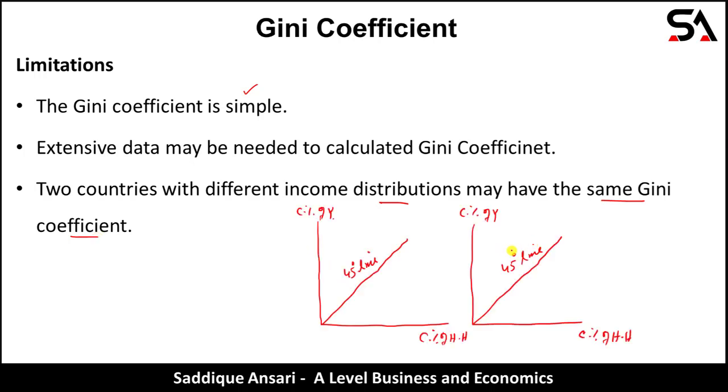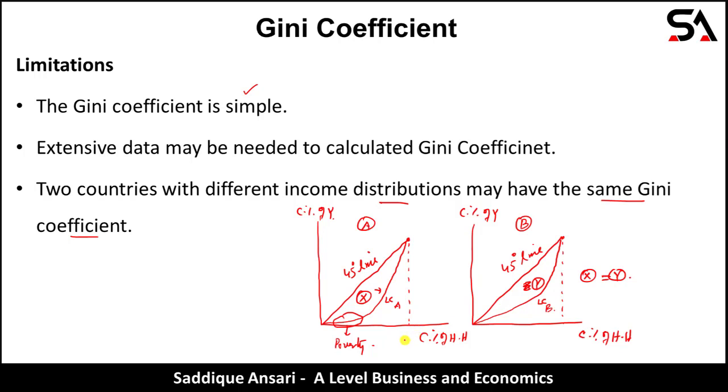For example, let's suppose we have two countries, country A and country B, and these two countries may be having two different types of income distribution. Let's suppose this is the shape of Lorenz curve in country A, and this portion shows extreme poverty in country A. And let's consider this is Lorenz curve for country B, and let's assume that this area is area X and this area is area Y, and area X and area Y are both equal. So both the countries will be having the same Gini coefficient.